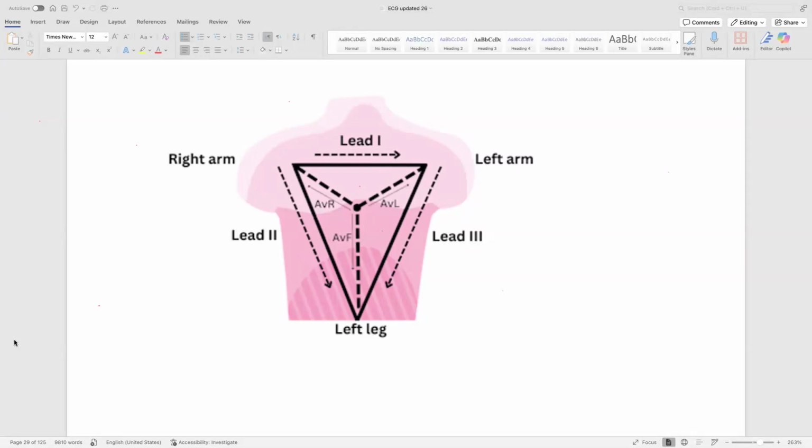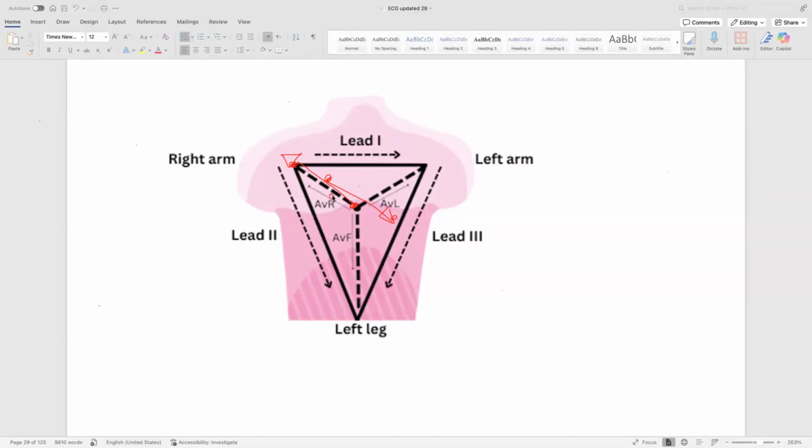Clear, guys? Okay, now we come to a very important lead, aVR. This is the ground and this is the electrode, and where is the electricity going? This way. This is the base of the heart. This is the apex. And the lead is going this way. So it's completely negative. Everything in aVR will be negative.